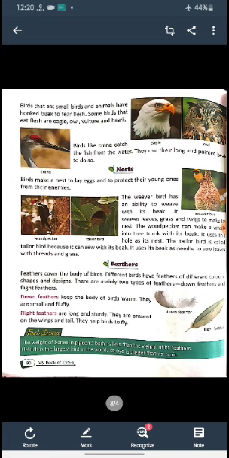The weight of the bones in a pigeon's body is less than the weight of its feathers. The ostrich is the largest bird in the world. Its eyes are bigger than its brain. These are facts that you should know about birds.